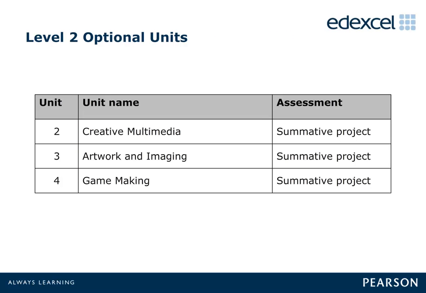The Level 2 optional units are assessed through a summative project brief, which is set by Pearson, administered and marked by the Centre, and moderated by Pearson. It is essential that students spend 60 out of the 90 guided learning hours for the unit developing the knowledge, skills, and understanding that will be assessed through the synoptic summative report.